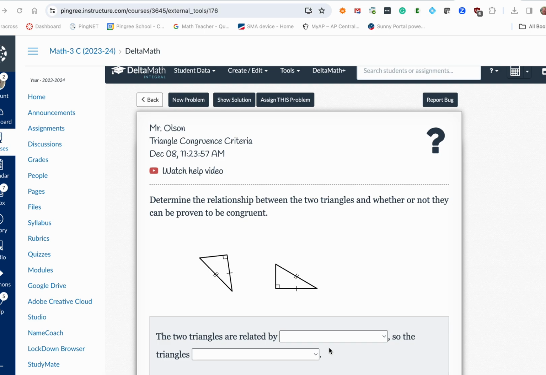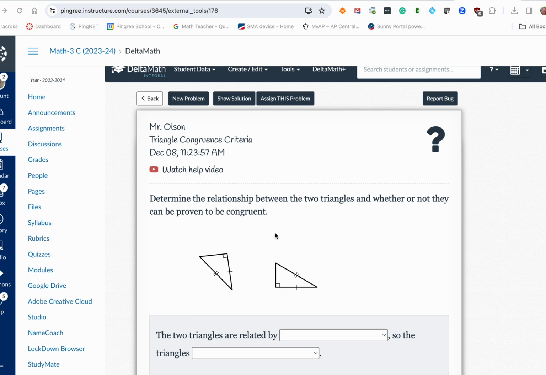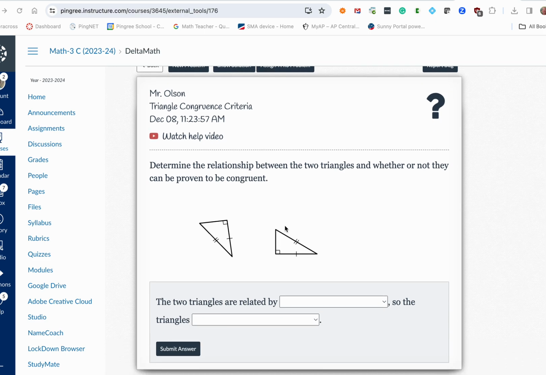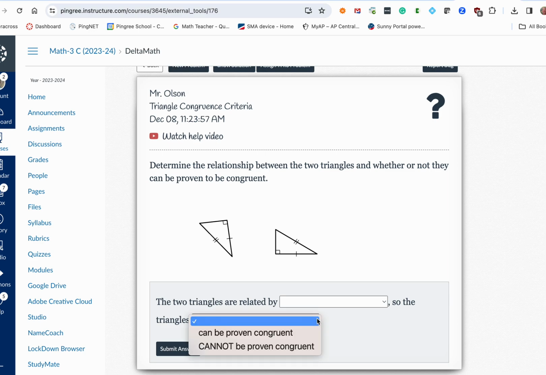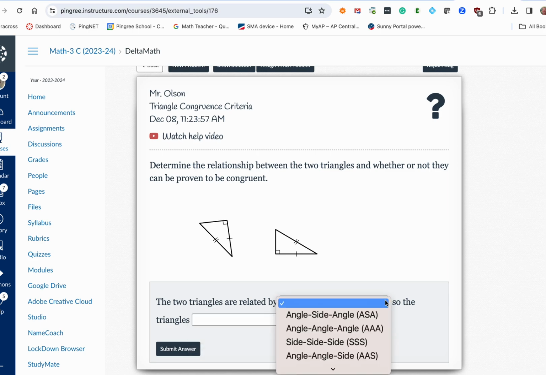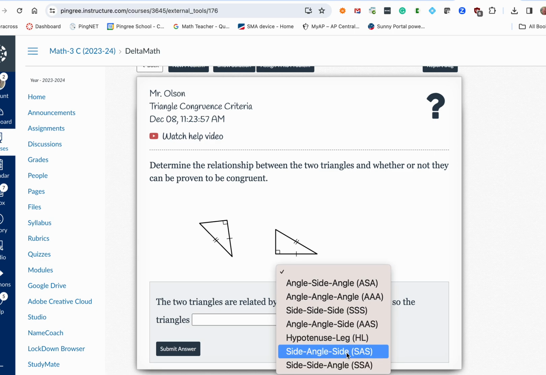Here's a little tutorial to show you how to do this homework on Delta Math with congruent triangles. It's all about the methods that we have to prove triangles are congruent. We know that there are the four famous ones. You'll see them listed right here, as side, angle, angle, angle, side, angle, side, and side, and side, angle.